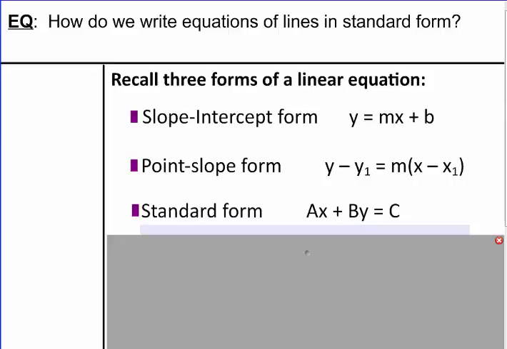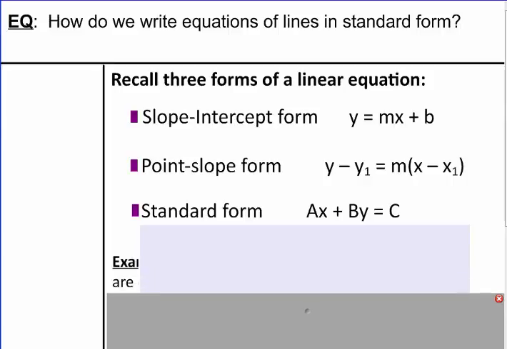So standard form is an equation that's in the form of ax plus by equals c. Notice this one has an a, b, and c, different variables than you have in the other two equations. There is no m, so where in slope-intercept form and point-slope form you have the slope in both of those equations, this one does not have a slope. You have to rewrite it in one of the other formats to figure out what the slope is. So a, b, and c are just integers.